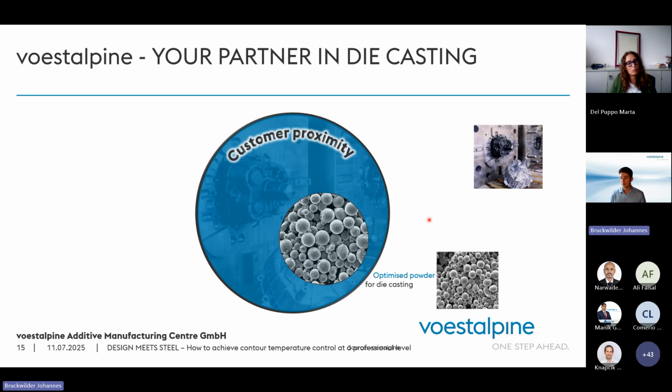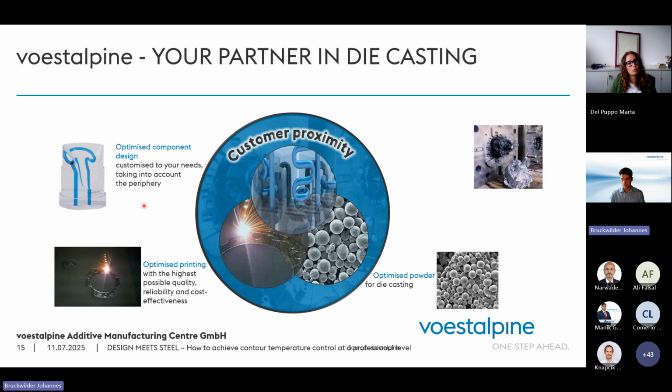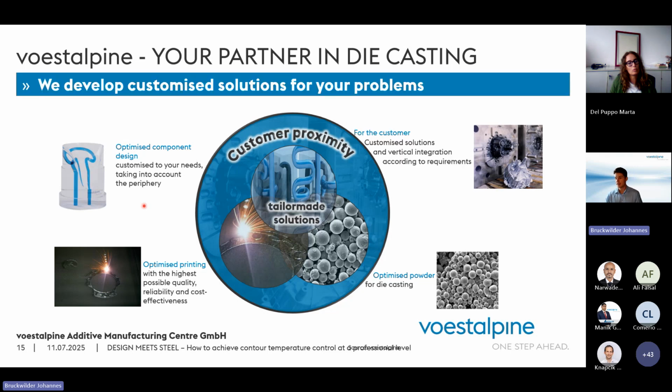The powders are really made for die casting, so really tool steel powder. We have the optimized design, and there we are also taking the periphery and your needs into account. I will talk about this in detail on one of the next slides. Then we are printing with highest quality and reliability, and in the end, every insert is a tailor-made solution. And together with you, our customers, we develop this tailor-made solution for your problem.